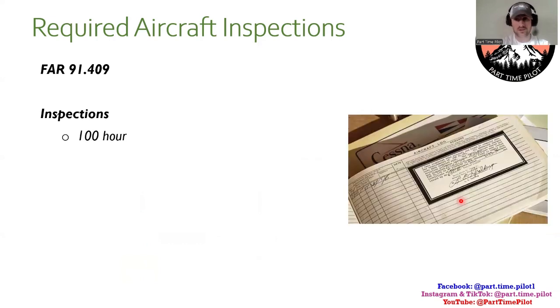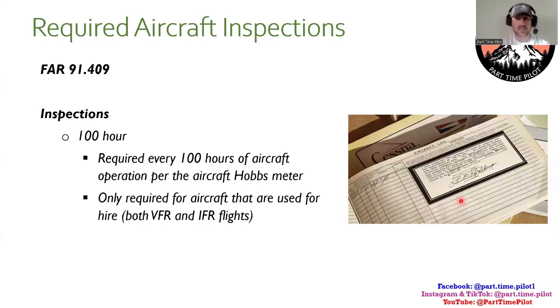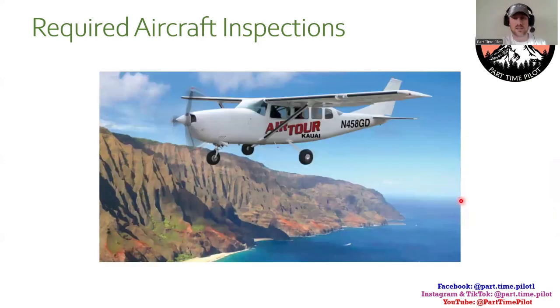The next one is the I of AVIATES. Well, that's kind of acting like an I when we say AVIATES, is the 100-hour inspection. It's required every 100 hours of aircraft operation per the aircraft Hobbs meter. The Hobbs meter just keeps track of the time that the aircraft engine is running. So every 100 hours that the aircraft engine is running, that's when the 100 hours is due. It's only required for aircraft that are used for hire, and that includes both VFR and IFR flights.